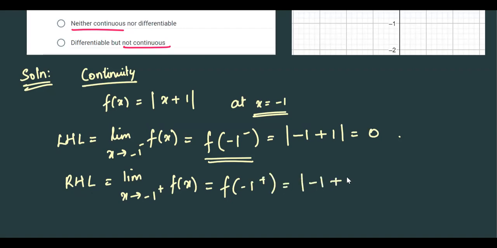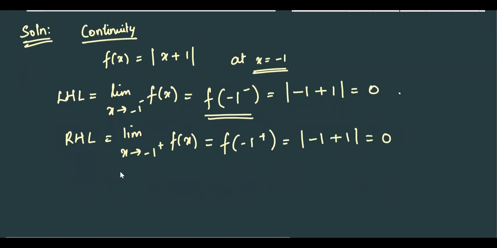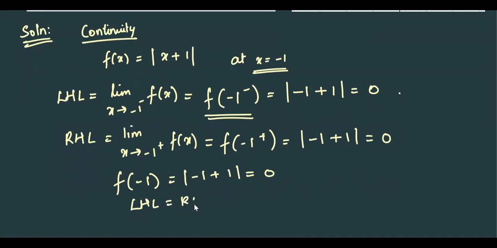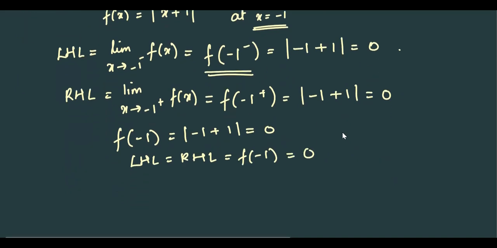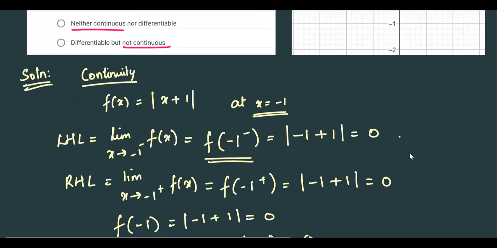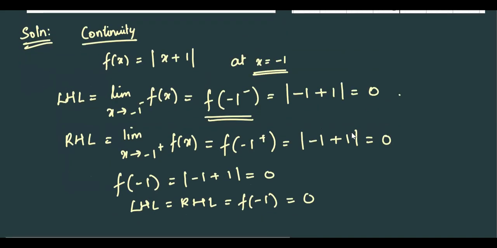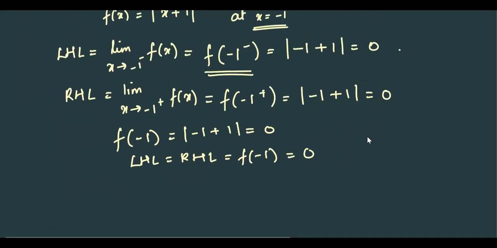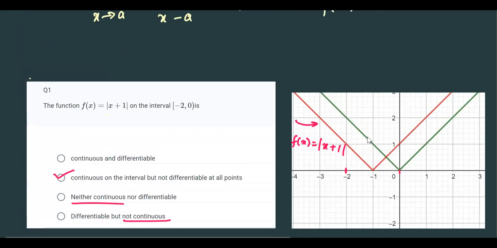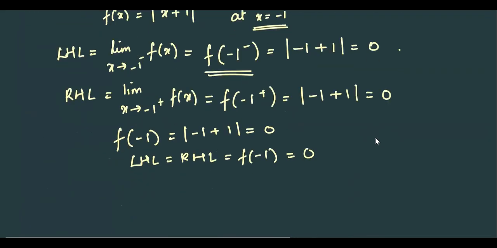You get minus x plus 1, again 0. Left hand limit is equal to right hand limit, and function value at -1 is 0. So left hand limit is equal to right hand limit is equal to function value at -1, which is equal to 0. So function will be continuous. But what about differentiability at that point?